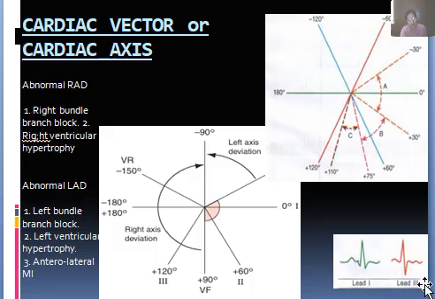And come to lead 3. Count those squares. Suppose 1, 2, 3, 4, 5, 6, 7, 8. Suppose there are 8 squares, and count the negative S wave: 1, 2, 3, 4, 5. Suppose 5 squares. So 8 minus 5. What is the magnitude? 8 minus 5, that is 3.